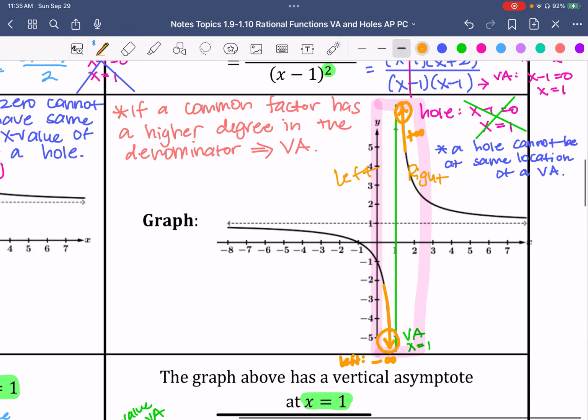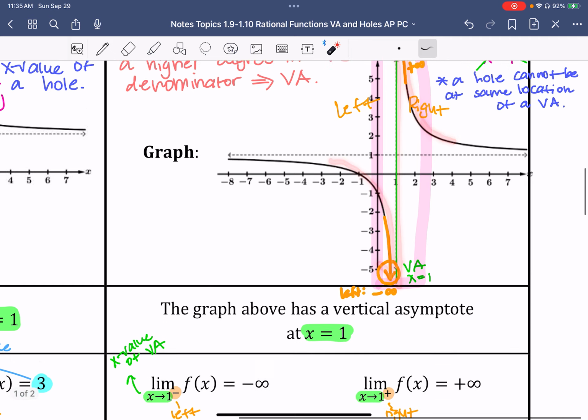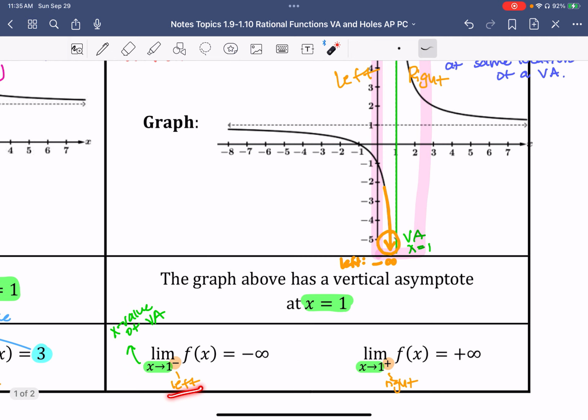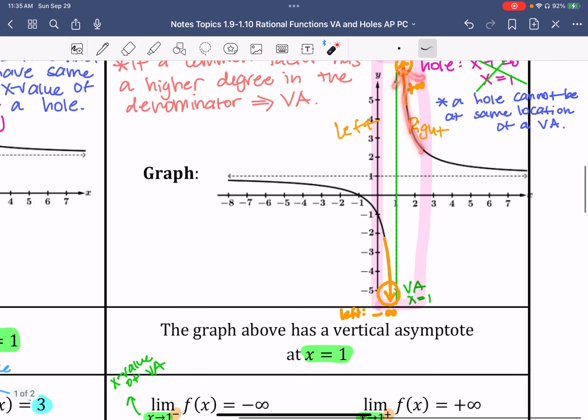So on the left of the VA, I was going down. On the right of the VA, I'm going up. That's why the limit on the left was negative infinity, because I went down on the left. And for the right, it was positive infinity, because we went up on the right.